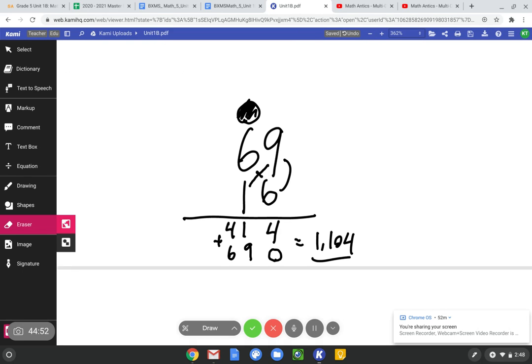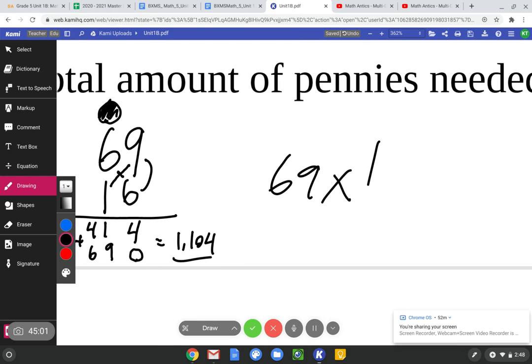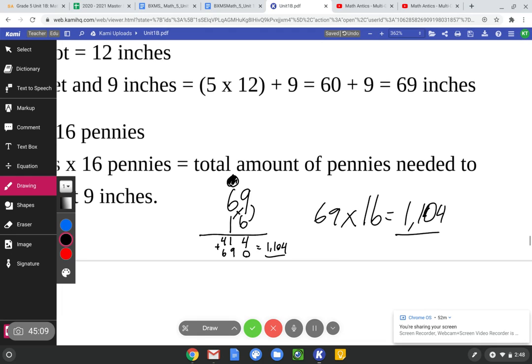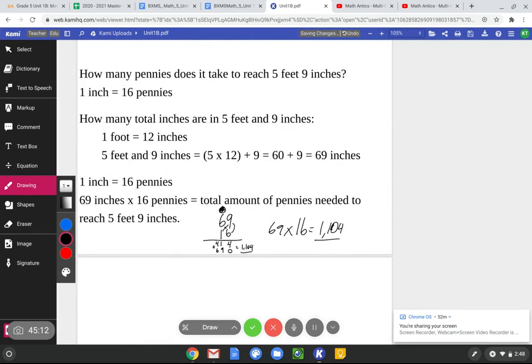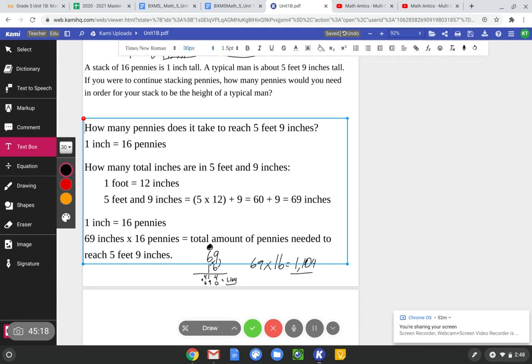1,104. 69. Whoop, my bad, y'all. I don't know what happened there. There we go. 69 times 16 equals 1,104 pennies. So let's zoom out. Let's get a good bird's eye view of this problem. So the total amount of pennies, 5 feet and 9 inches equals 1,104 pennies.